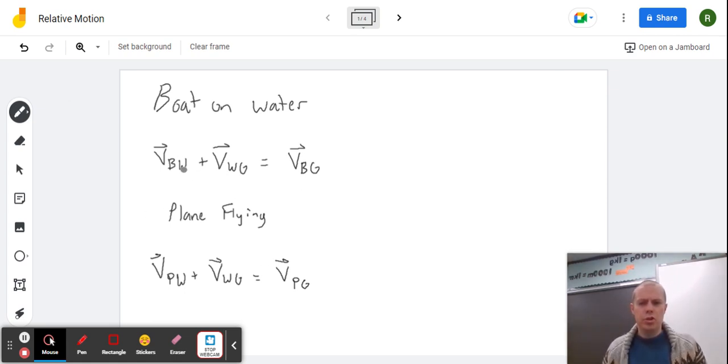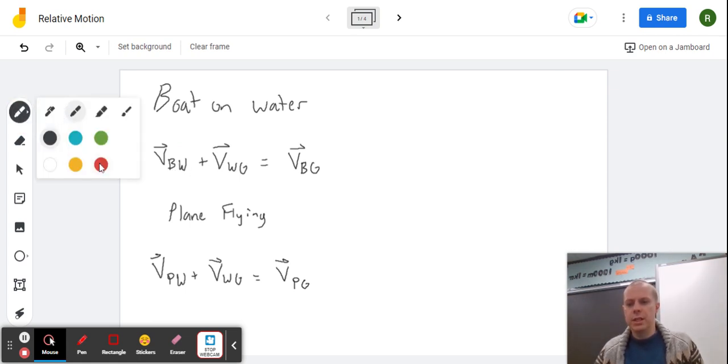And what you choose for the letters doesn't matter. I chose boat, water, and ground, so BWG, or I choose plane, wind, ground. In the example, it used river and earth, R and E. So what letters you use doesn't matter. Just try to be consistent in a problem. But you do notice, BW plus WG.